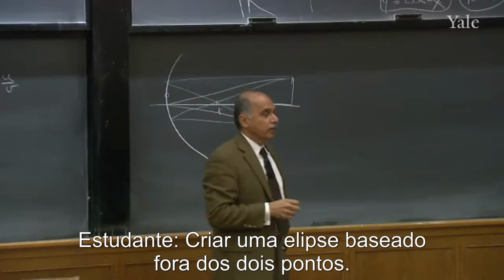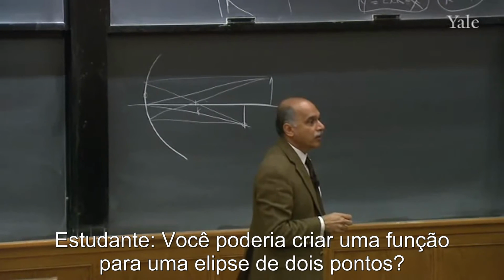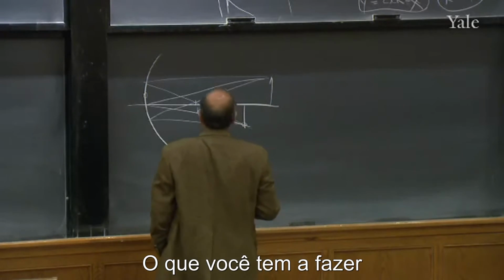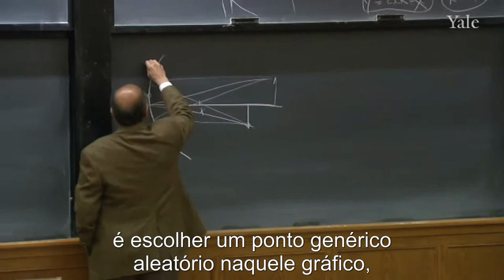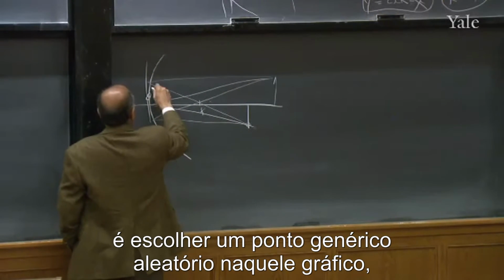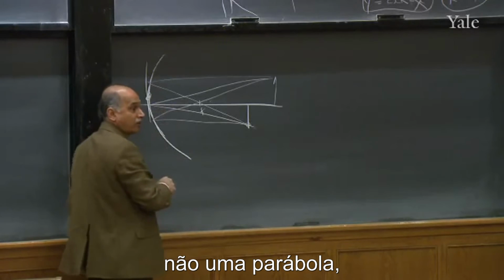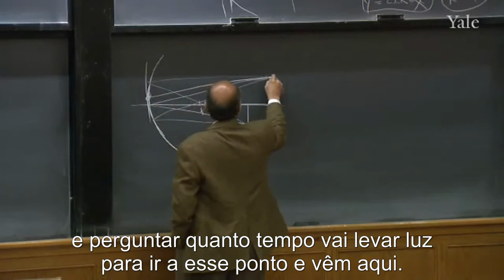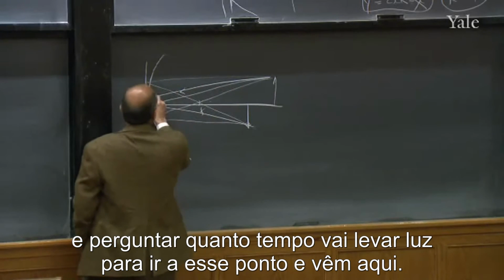Create an ellipse based off of 2 points. Pardon me? Could you create a function from an ellipse off those 2 points and see? Yes. What you have to do is to pick a random generic point on that graph, not ellipse, parabola, and ask for how long it will take light to go to that point and come here.